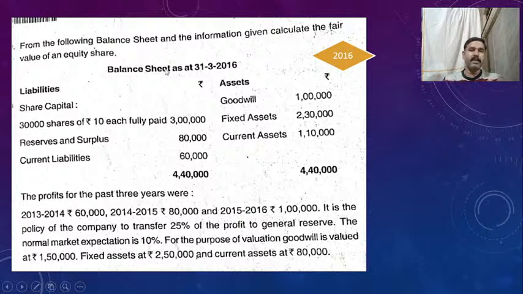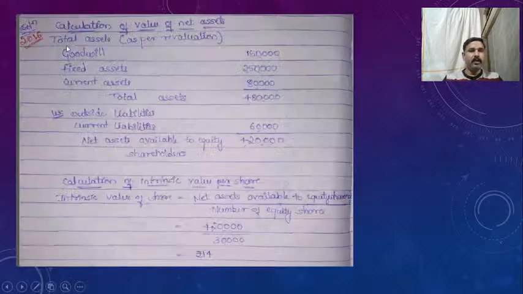So here it is a mix of net asset method and yield method. First we have to calculate the value of share as per net asset method, then the value of share as per yield method. So then you have to solve the problem. Let's see the solution. 2016, calculation of value of net assets.